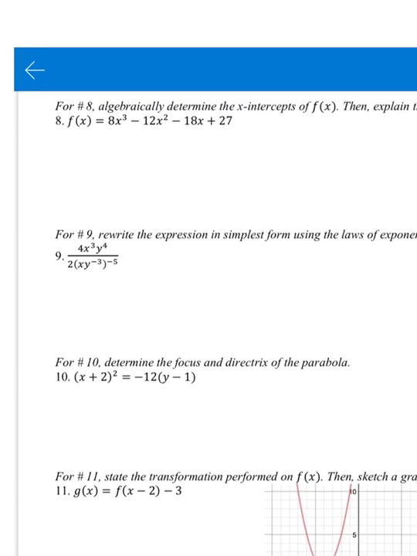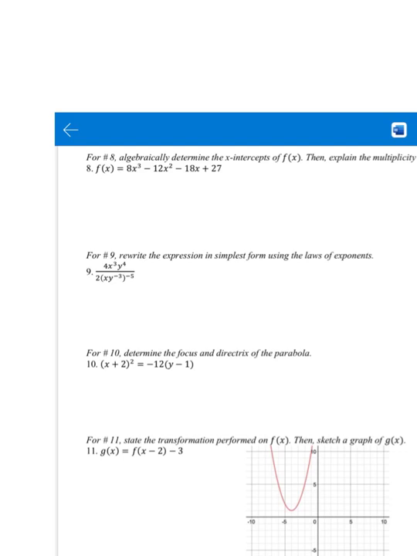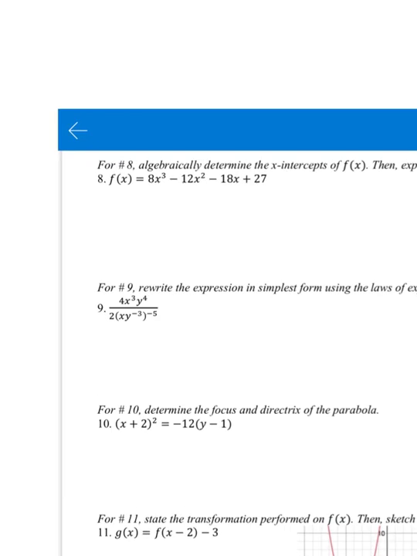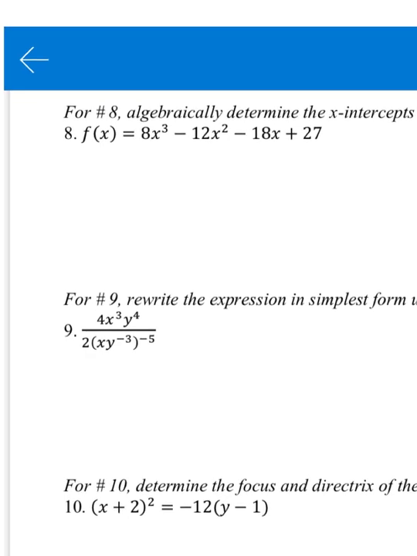Number 8 is asking to algebraically find the x-intercepts and then explain the multiplicity. So if you remember, the multiplicity deals with the exponent when it's completely factored. So the x-intercepts are where the y value equals 0. So I have 0 equals 8x to the third minus 12x squared minus 18x plus 27. So I'm going to try to factor this.